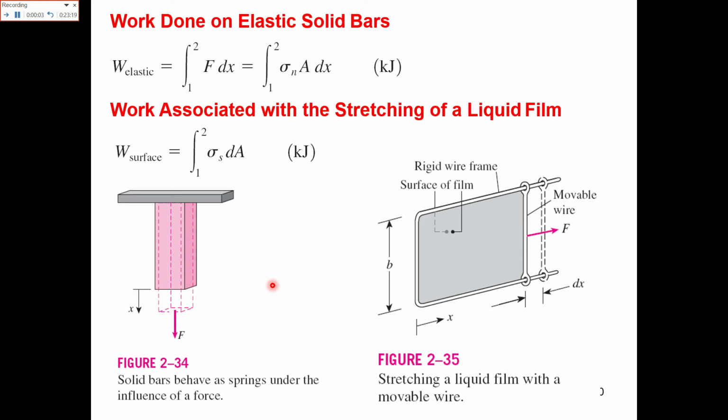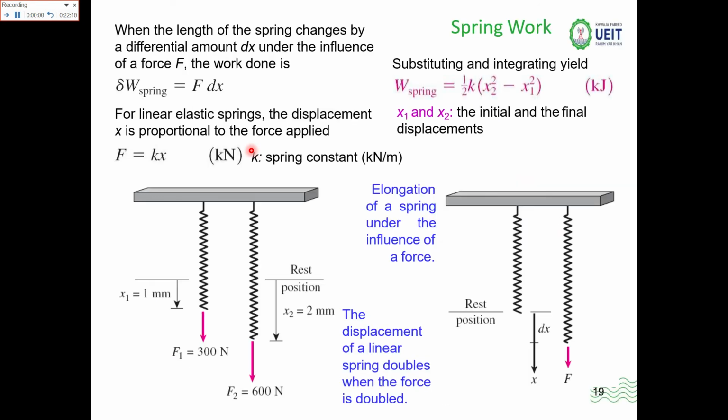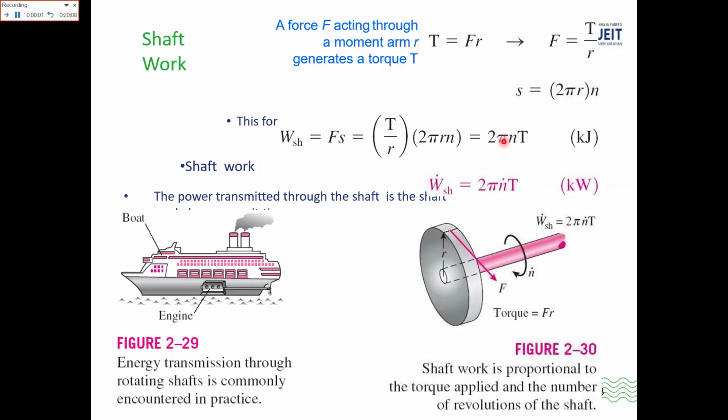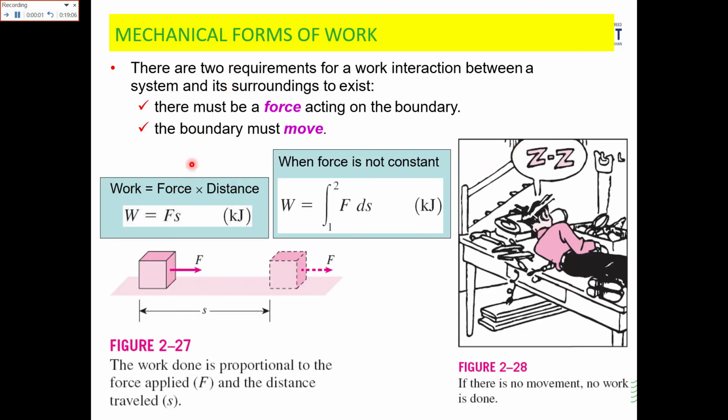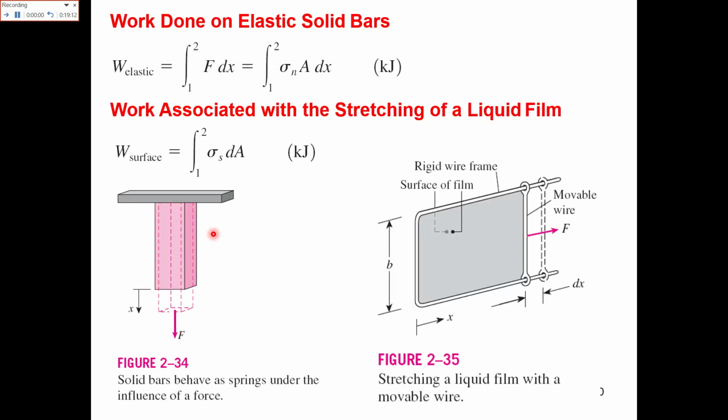Work done on elastic solid bars, as we have seen in the spring example, is equal to the integral from 1 to 2 of F into dx, which is equal to the integral from 1 to 2 of sigma n into dx. Work associated with stretching of a liquid film is the integral from 1 to 2 of sigma into dA. These two work interactions are very rare in thermodynamics. We will deal mainly with the shaft work 2 pi n into T, and the linear work W is equal to F times S.